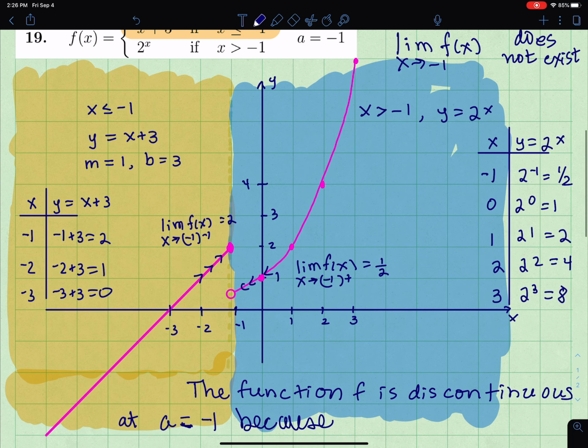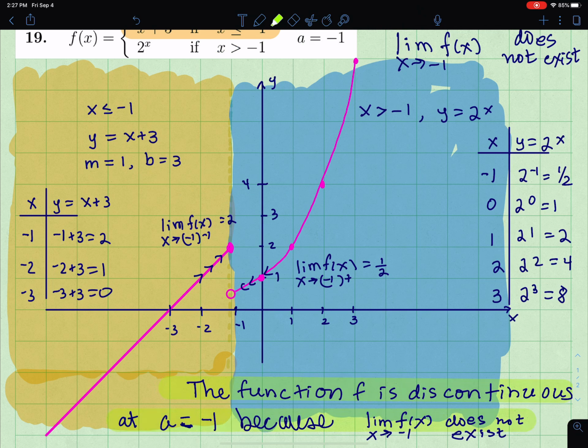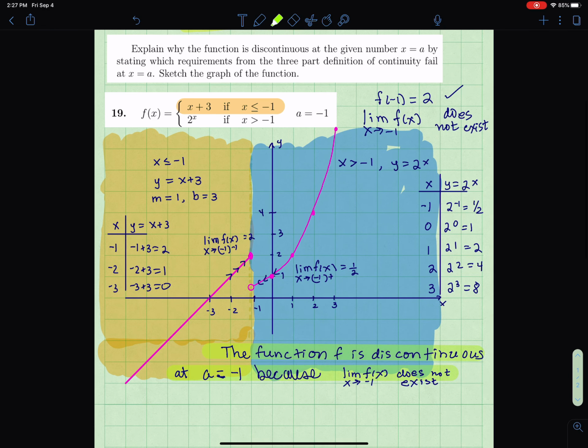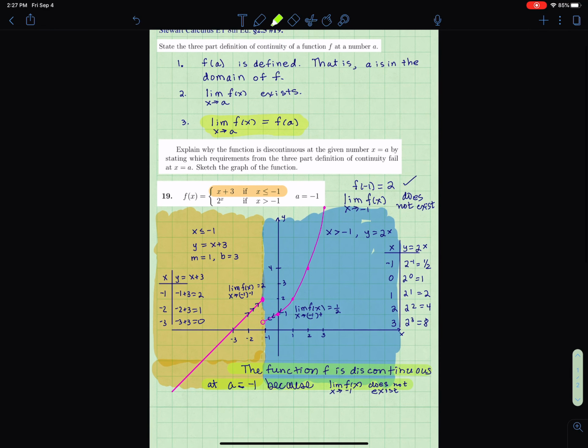So the function f is discontinuous because the limit of f of x as x approaches negative 1 does not exist. That's what we're supposed to do. We're supposed to sketch the graph and then explain where the function is not continuous, but actually they tell us it's not continuous at negative 1 to begin with, but we're supposed to explain why. And I'm saying because the limit doesn't exist, and that is part of my 3-part definition, the limit has to exist.